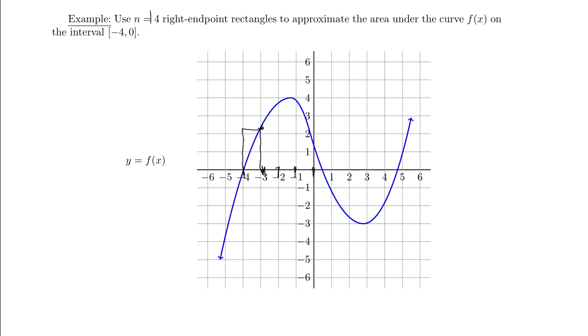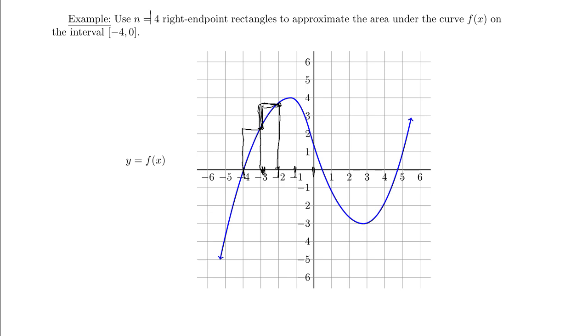For my second subinterval, -3 to -2, well, now if I take the right endpoint, that's going to be at x equals -2. So my y value at x equals -2 is up here. So that's going to be my height for my second rectangle. Oh, this is so hard to draw.